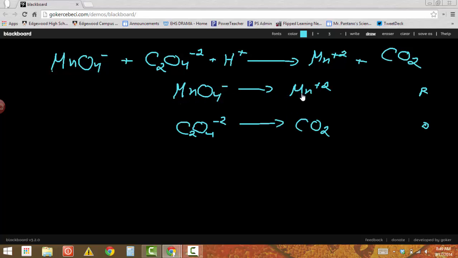First step, balance anything that is not oxygen or hydrogen between the two sides. So manganese, I've got one of them here, I've got one of them here, that's fine. Here I have 2 carbons, so I'm going to put a 2 in front of the CO2 to give my 2 carbons there. That's it.